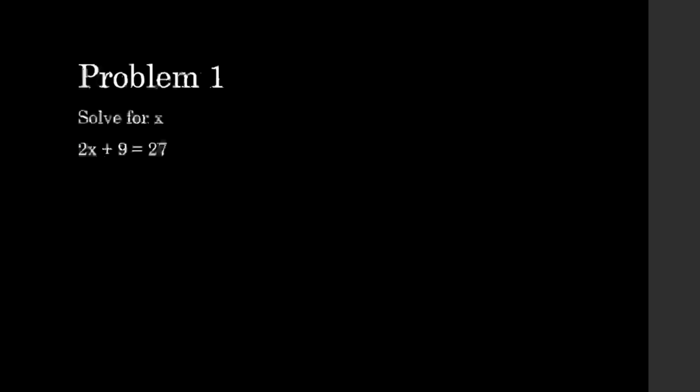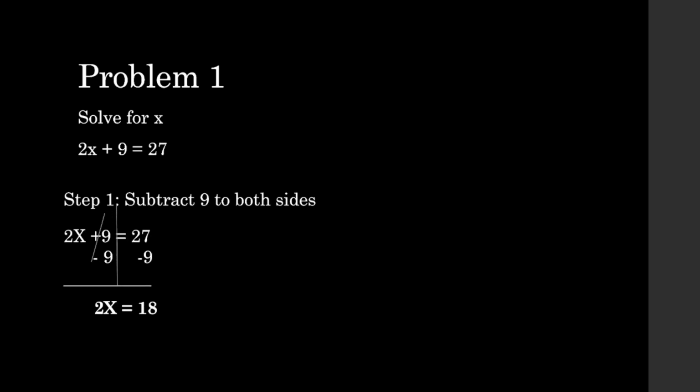Let's start with the first problem right here. So we have problem 1, solve for x. If you guys have seen the first one, you have seen it with just one step. But you can see right here, we have two steps. So we have 2x plus 9 equals 27. You might be wondering, what do we do first right here?